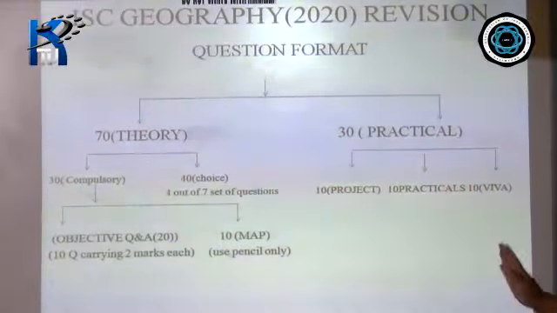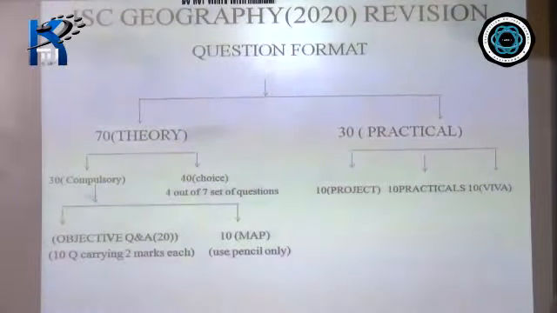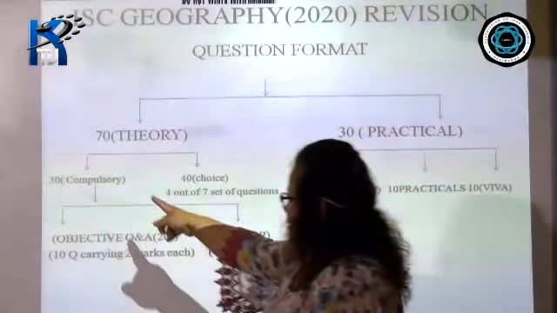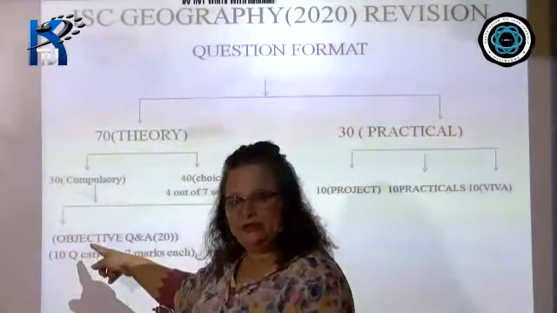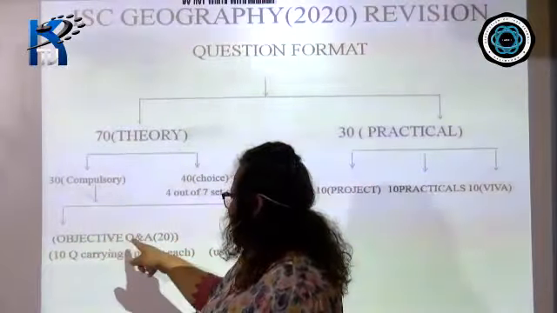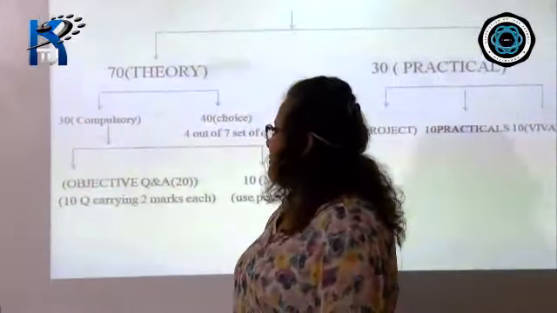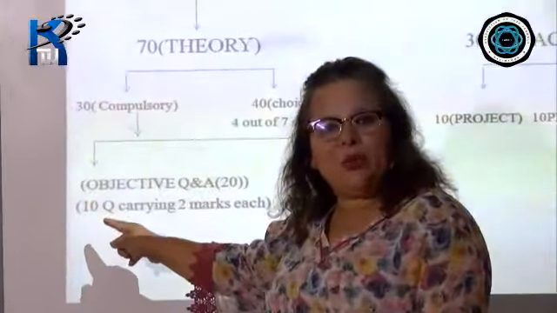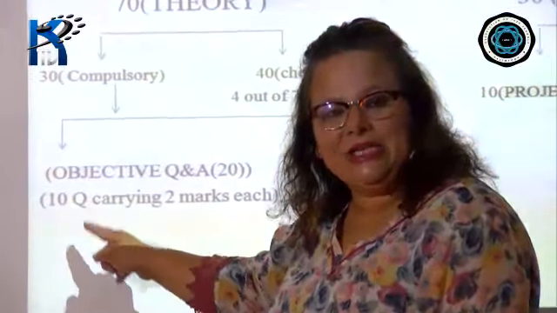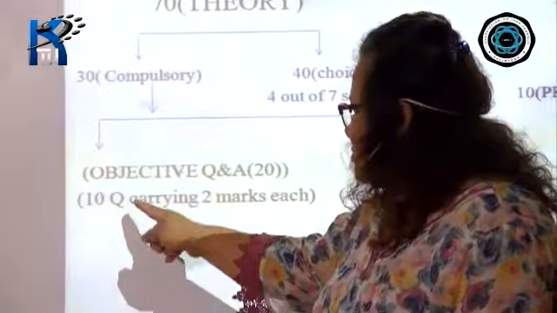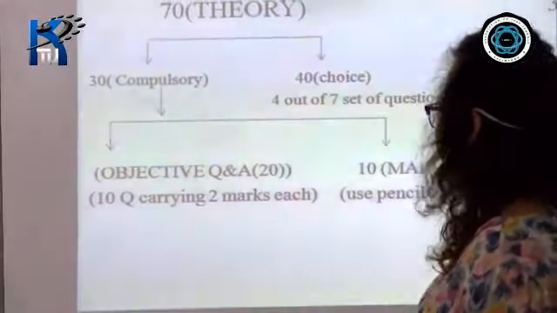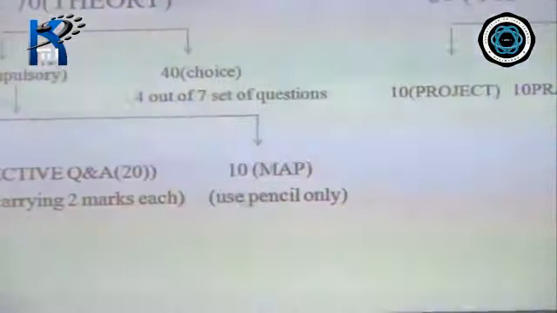And in that 40 marks, you have to do 4 sets of questions out of 7. Altogether from 20 chapters, 7 sets of questions are given, and from there you have to choose 4 sets of questions, okay? Now the 30 marks that you have is objective, 20 marks, okay? Objective questions are there, and that's for 20 marks. In this, there are 10 questions, and each question carries 2 marks, so 10 into 2, that is 20. And the 10 marks is for your map work.